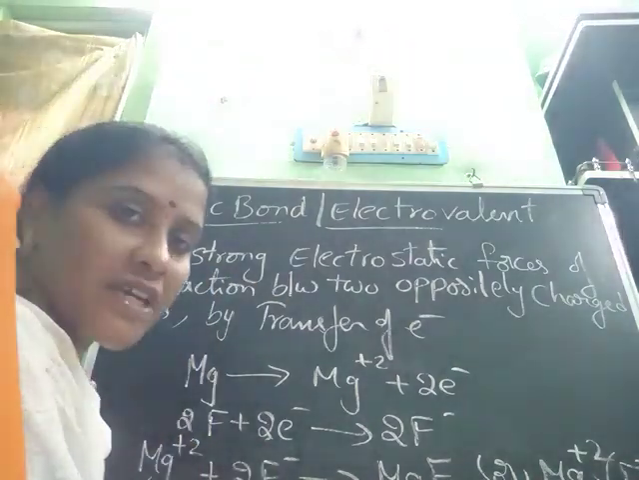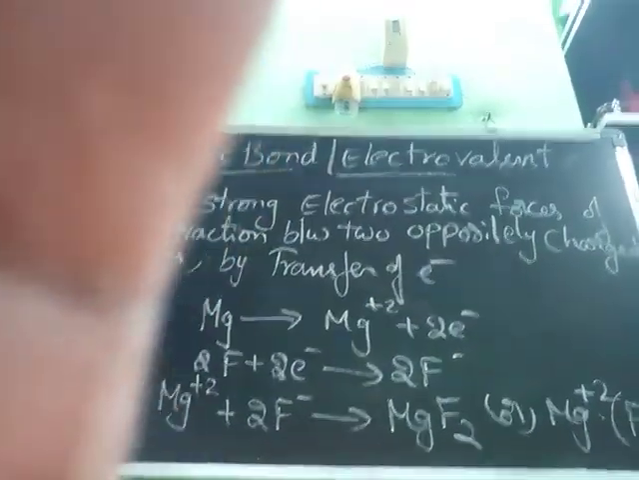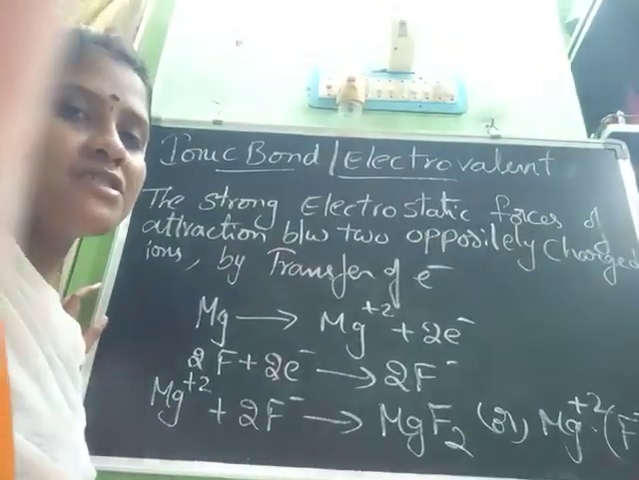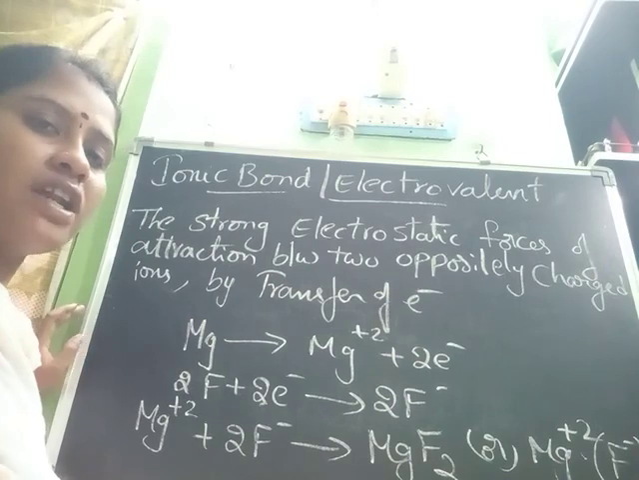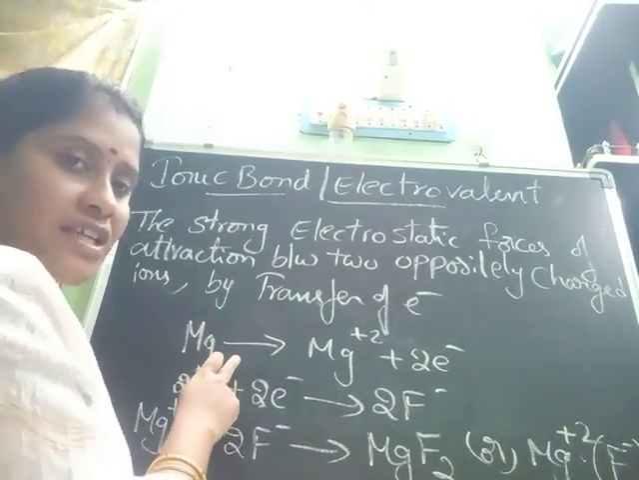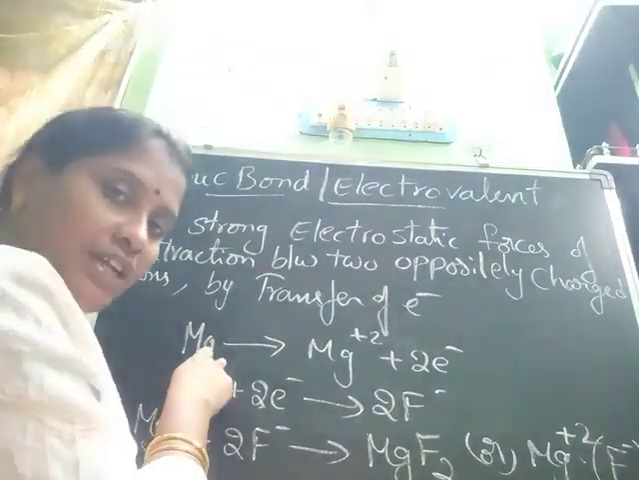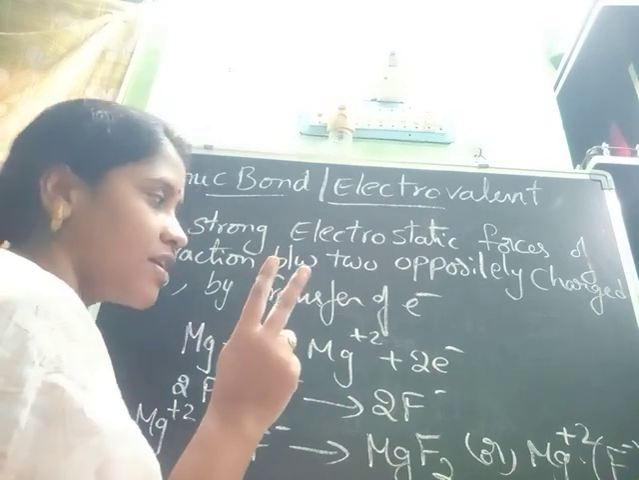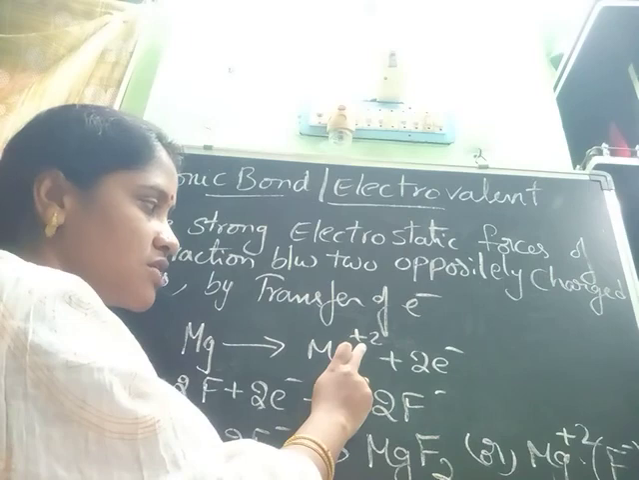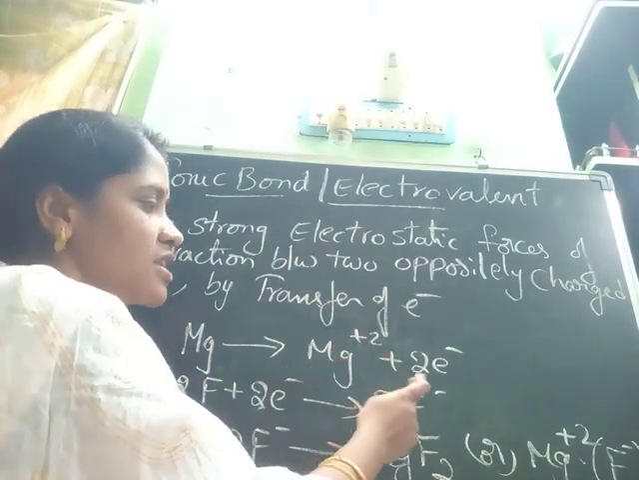Here, what will take place? Transfer of electrons will take place from one atom or ion to another. See, I am taking magnesium as an example. Magnesium's atomic number is 12. It is nearer to neon and contains 2 extra electrons. It gives those extra electrons, and giving means it gets a positive charge. How many electrons is it giving? 2 electrons, so Mg2+.